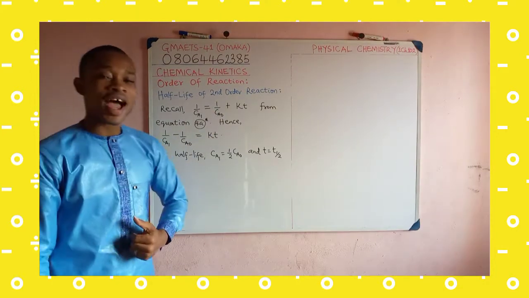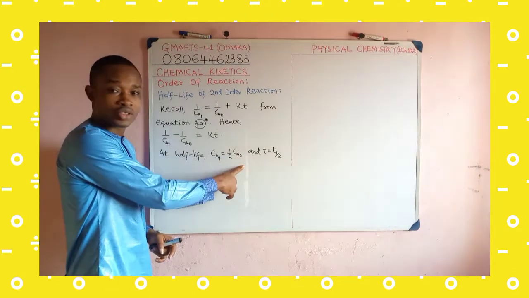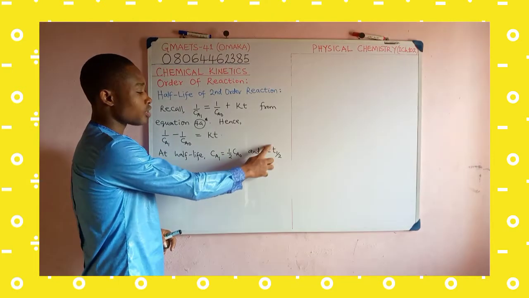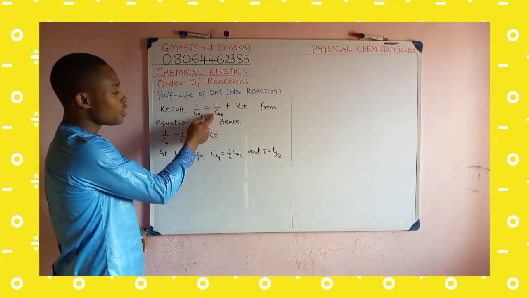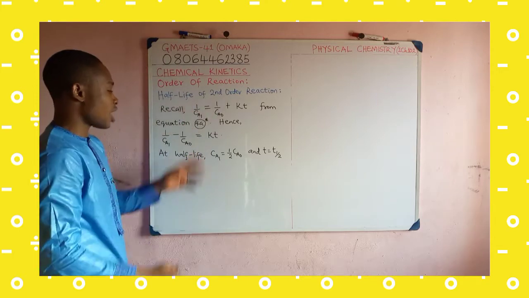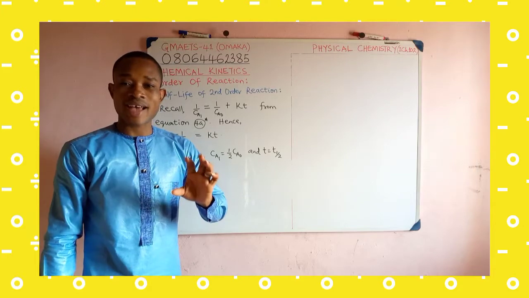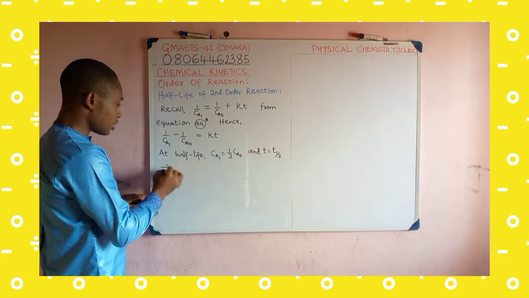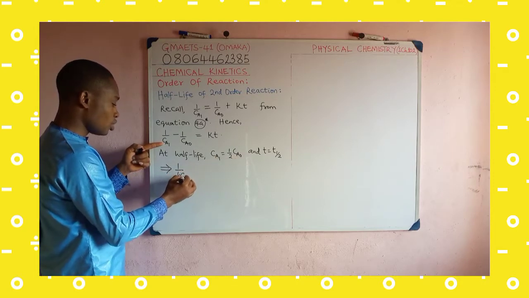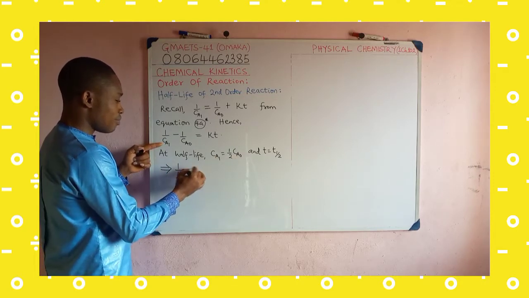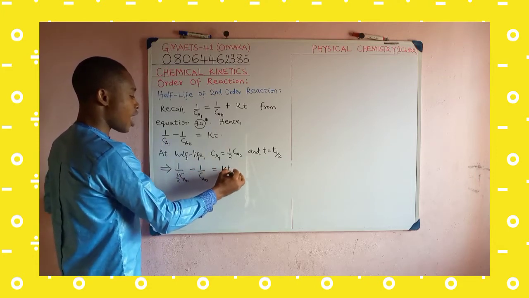You know that at half-life, these are the conditions. The final concentration will become half of the initial concentration, and then time will become what? The half-life time, that is T half. So coming to this equation, if we move this 1 over initial concentration to the left-hand side, we are going to get this equation. Is that okay? So let us now substitute the condition at half-life. So it implies that this will give us 1 over, in place of this final concentration, we're going to put 1 over 2 times CaO, and then minus 1 over the initial concentration CaO equal to Kt half.